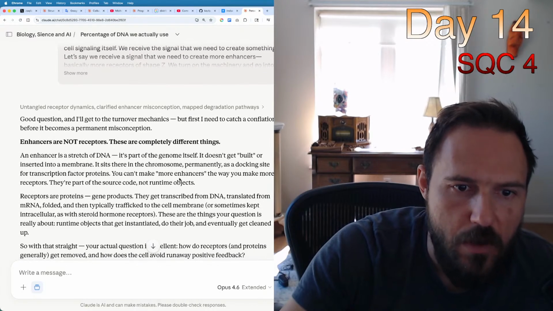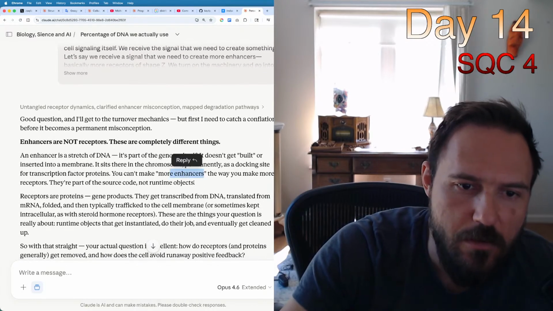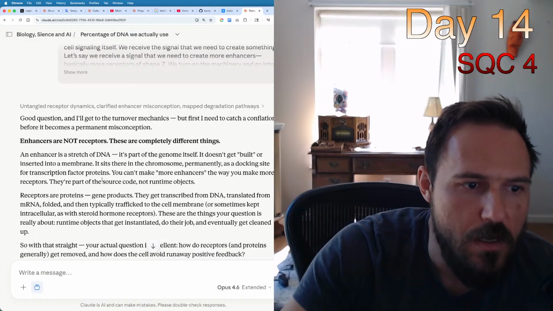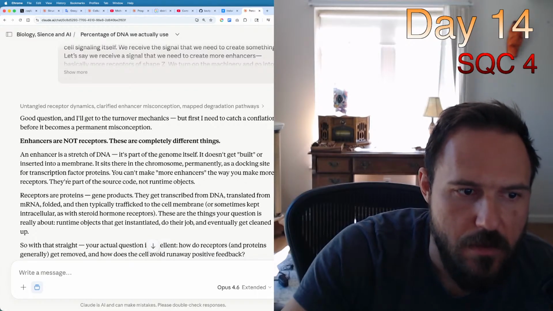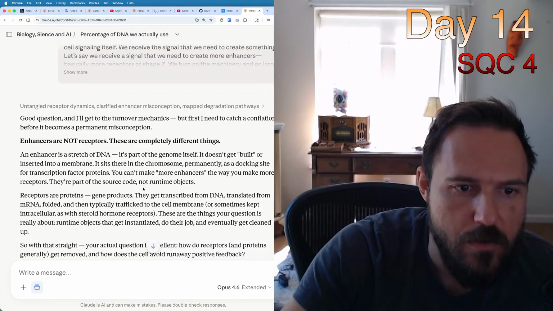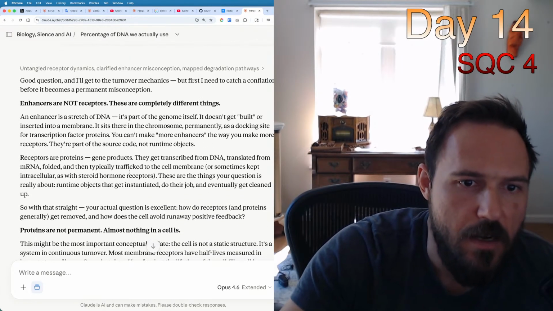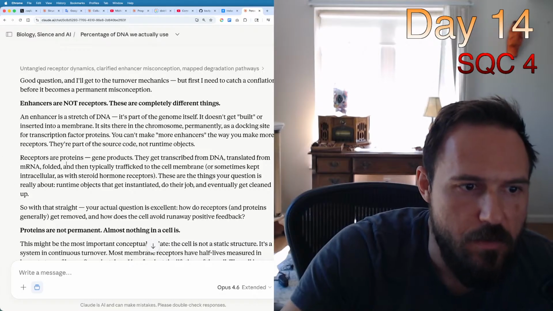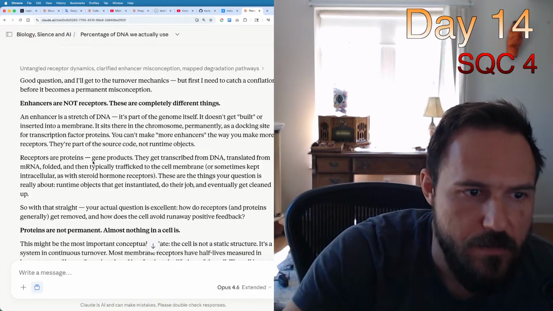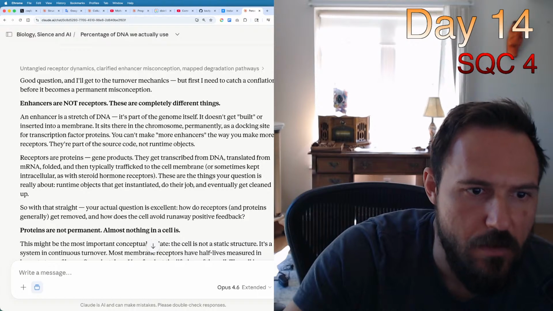You can make more enhancers. I never told you that. The way you make more receptors... they are part of the source code, not runtime objects. Yeah, I know that. Receptors are proteins. Gene products.